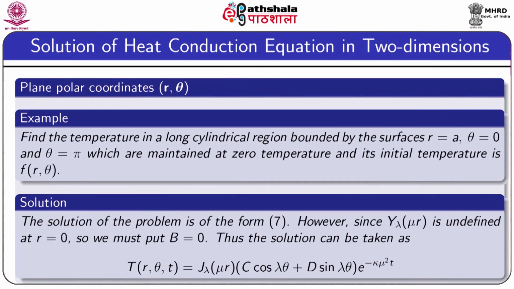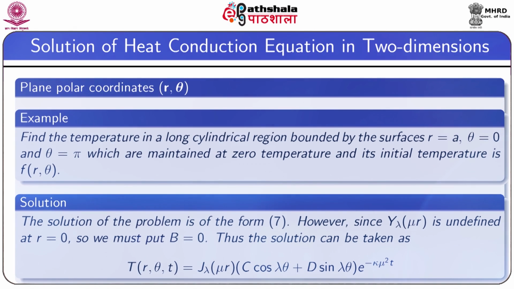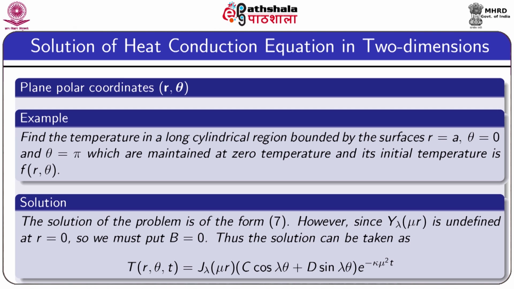Now we shall take one example where we can use the solution of the heat equation in polar coordinates. So this is the example. We have to find the temperature in a long cylindrical region bounded by the surfaces r equals a, theta equals 0 and theta equals pi. These three surfaces are maintained at 0 temperature and its initial temperature is given by the function small f.